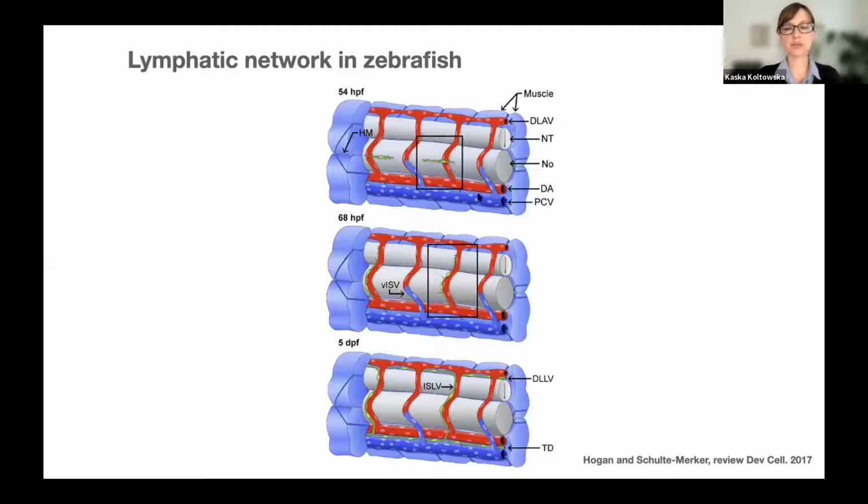But just to tell you a little bit how lymphatic vessels develop in zebrafish. So we know that there are progenitors that sit in the horizontal myoseptum, and they start migrating up and down in close proximity to the arteries and give rise to the primary lymphatic vessel network. And they undergo, of course, specification, migration, and proliferation. For the purpose of my talk, I will focus only on migration today.